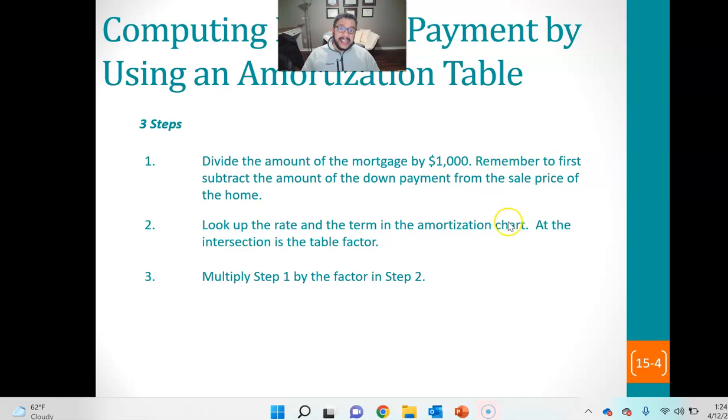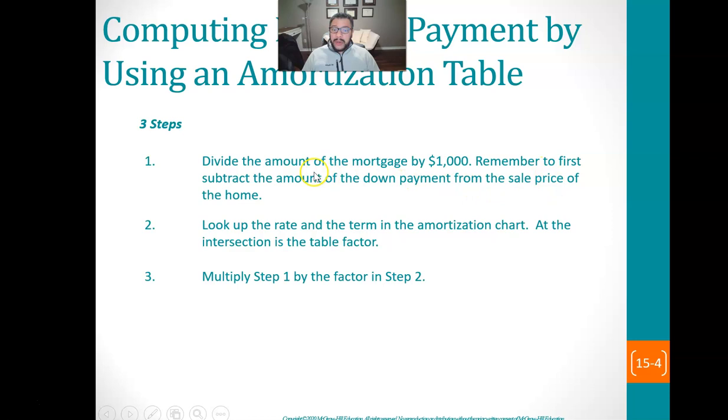And the way the chart works in this chapter is that it helps you figure out what the payment is for each $1,000 that you borrow. So here are the steps. Number one, you divide the amount of the mortgage, the amount you're actually borrowing, by $1,000, because we're saying how many $1,000 are we borrowing, right? But you want to make sure that you're only doing the amount that you're borrowing. We're not borrowing down payment money. So go back to the chapter where we're trying to figure out the amount financed. You subtract the down payment from the price of the thing, right? So if I have a $100,000 house and I put 10% down, I'm putting 10,000 down. I'm not borrowing 100,000. I'm borrowing 90,000. So my mortgage is 90,000 in that case.